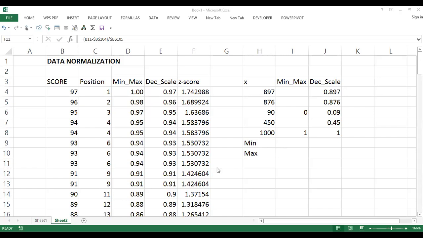Can you click on your J6 first? That's a 0.09 because I have 0.9. I don't know where.